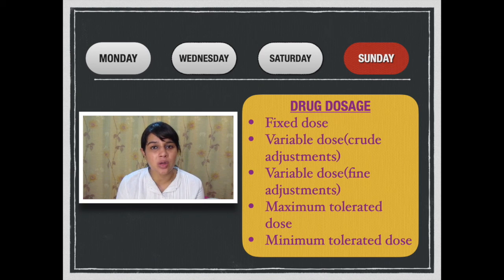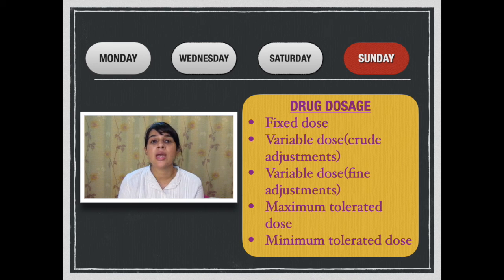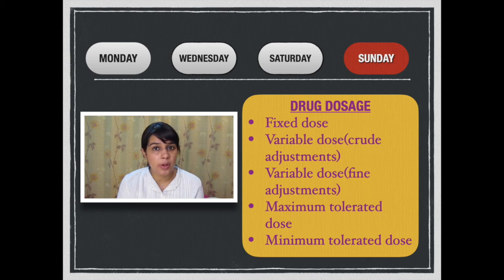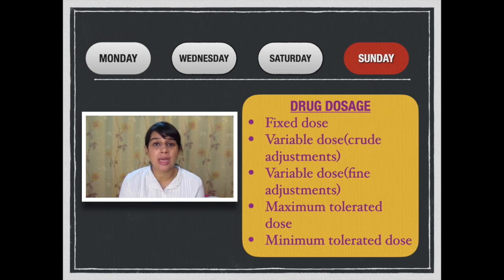So first of all, let us talk about the variable dose with crude adjustments. In this case, the fine adjustments are insignificant. The endpoint is difficult to measure, and the endpoint may also vary according to various pathophysiological factors. The next is the variable dose with fine adjustments. In this case, the vital functions like blood pressure, etc., may change according to the changes in the dose, and they can be repeatedly and easily measured. They also provide the endpoint. The adjustments made should be accurate.